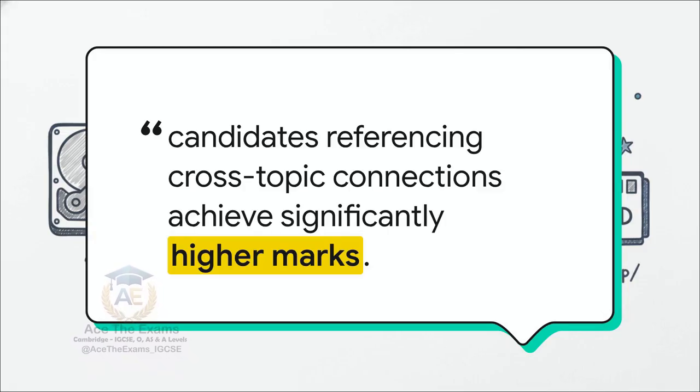Top-tier computer science students structure their answers deliberately. First, they make a clear point about persistent storage. Next, they provide evidence directly from the scenario provided in the exam question. Then they provide a technical explanation of the mechanism. And finally, crucially, they link it to cross-topic connections. These connections are your absolute secret weapon.